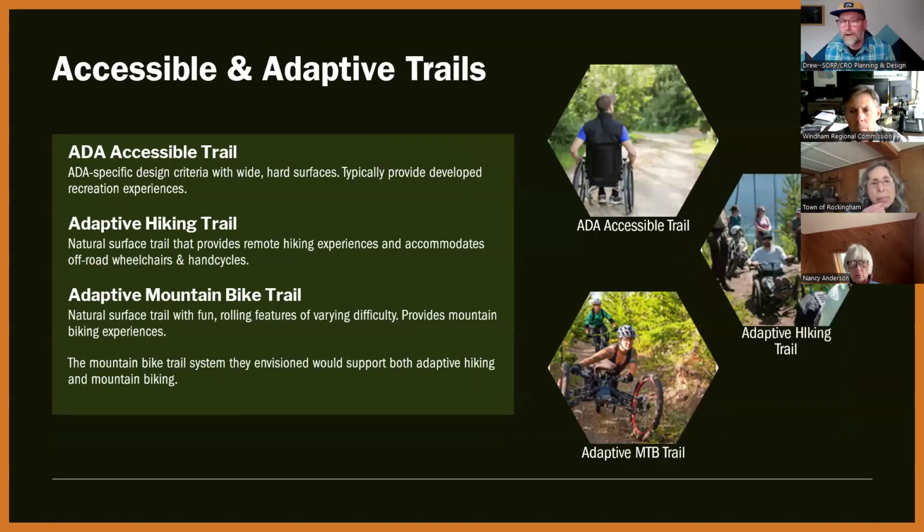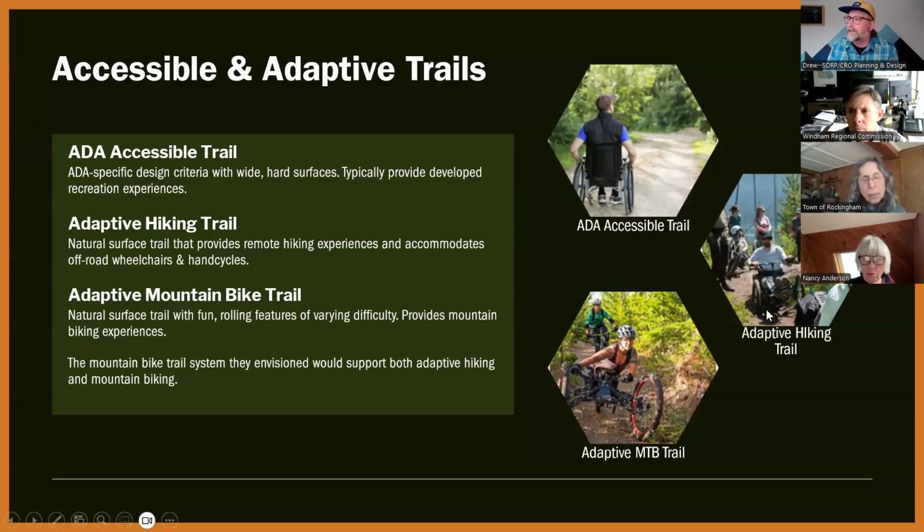Importantly, there are different types of accessible and adaptive experiences that people would like to have, just like all other trail users. People using adaptive equipment sometimes want to be on that graded rail trail type, ADA accessible trail. Sometimes they want a little bit more challenge. They want to be a little bit more remote, but they don't want to be mountain biking. They want to be hiking. So that's where you might be on an adaptive hiking trail.